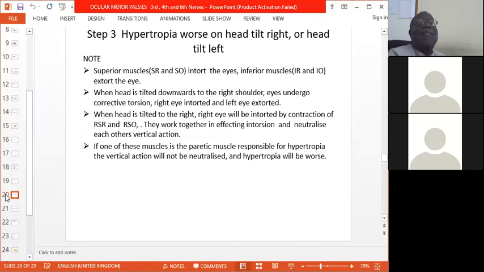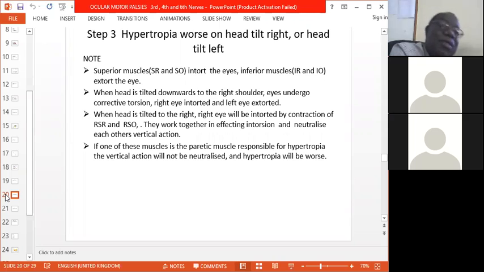Step 3, hypertropia worse on head tilt to the right or head tilt to the left. So you do like this, to the right or to the left. You find the eyes going upward like that. Note, superior muscles, superior rectus and superior oblique, intort the eyes. Inferior muscles extort the eye.